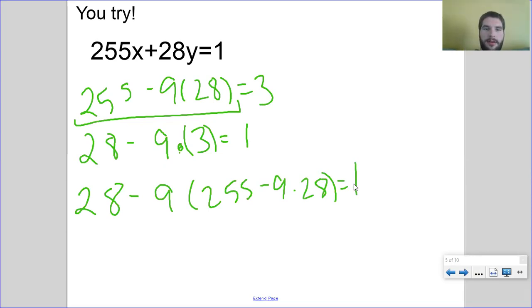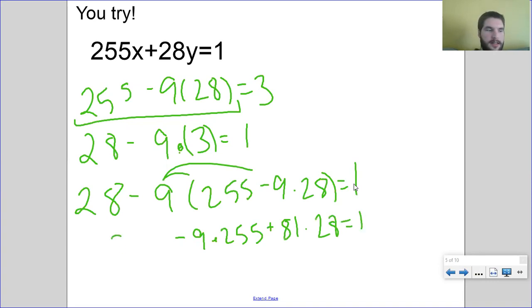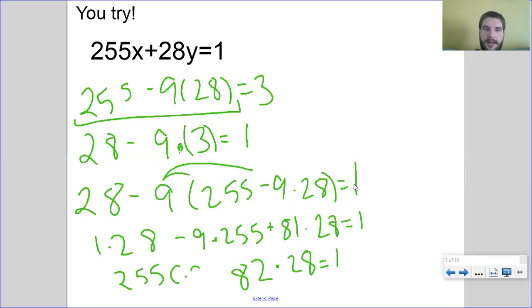And so then I multiply out, I get negative 9 times 255 plus 81 times 28 equals 1. And then I still have this extra 28 right here. And so that just gives me 82 times 28. And this would be 255 times negative 9. So our answer is negative 9 comma 82.